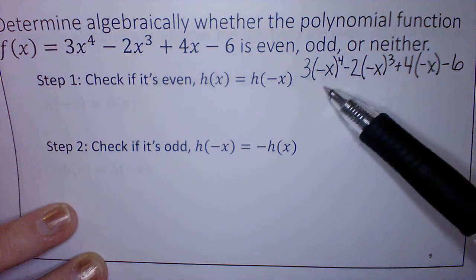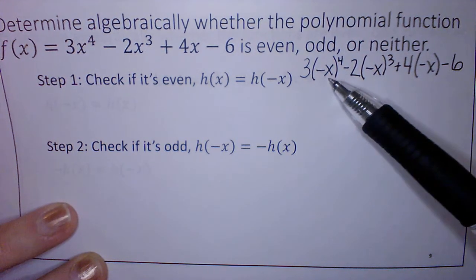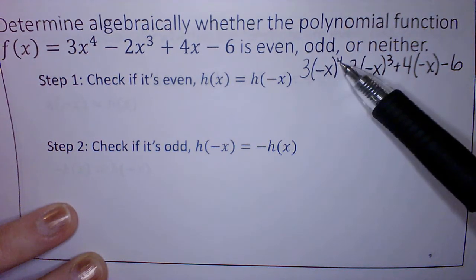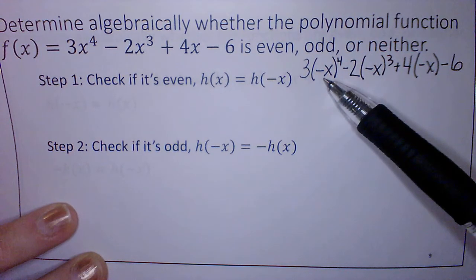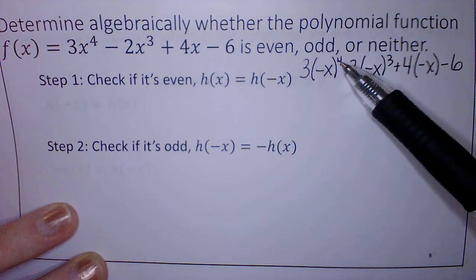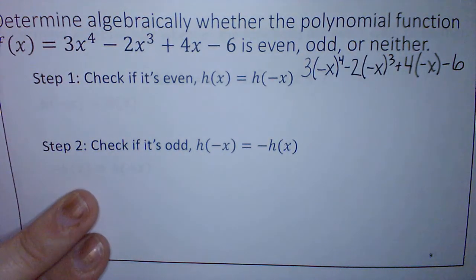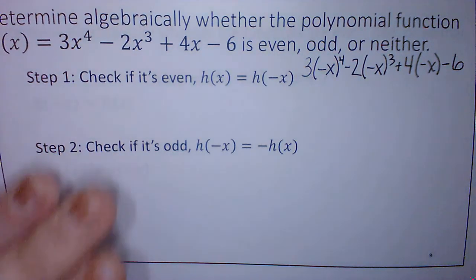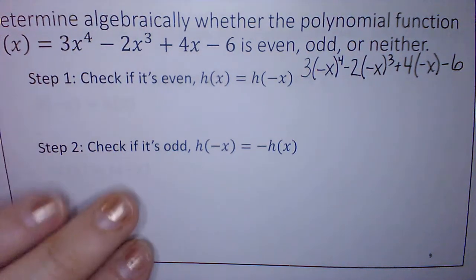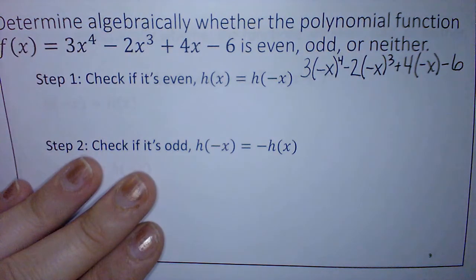The only actual math we need to do is think about what happens when we have a negative to a power. So in this case, it's negative to the 4th power. Well, negative times a negative would be a positive. Times a negative again would get us another negative. Times another negative would get us a positive.